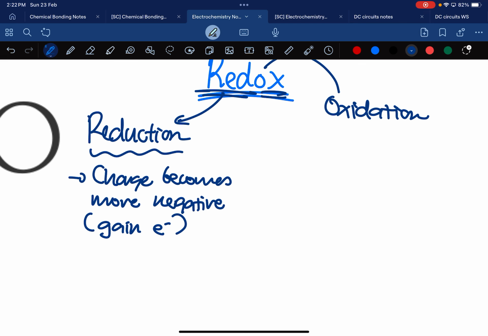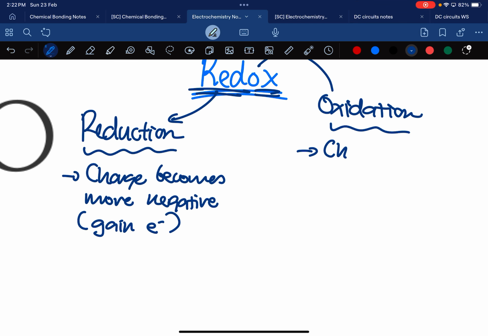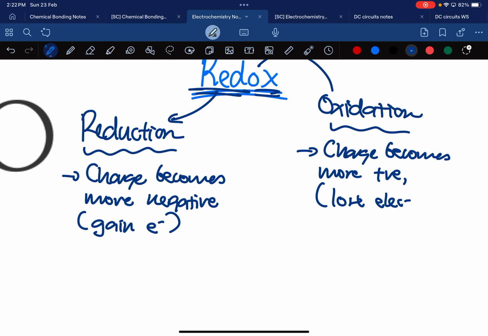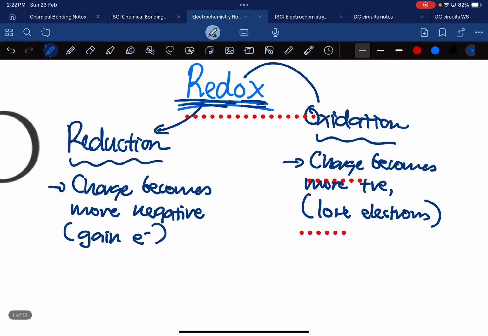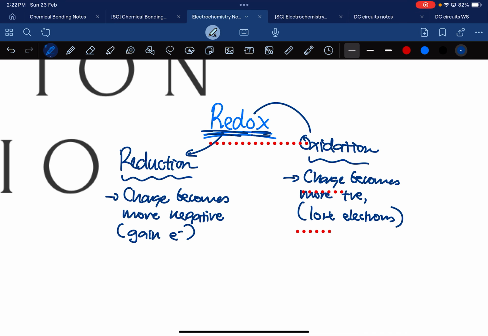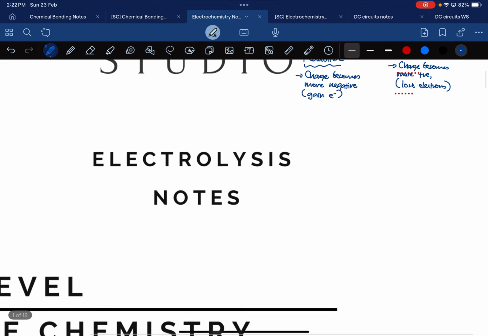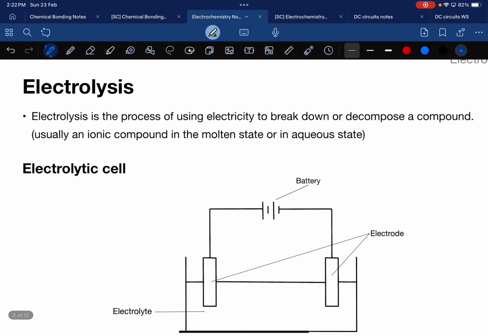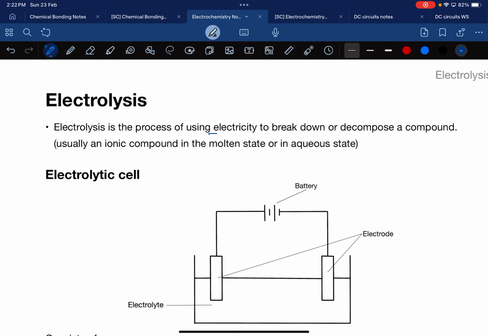Oxidation is the opposite, of course. Your charge becomes more positive. In other words, you lost electrons. Are we okay? So being more positive means you lose electrons, being more negative means you gain electrons. That's all. For electrolysis, our focus is on using electricity to break down or decompose a compound.